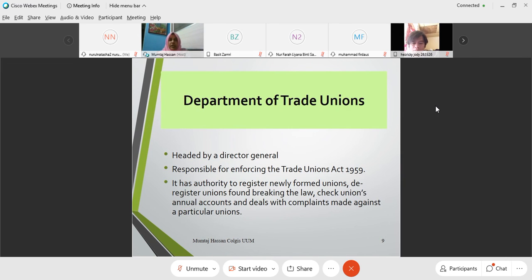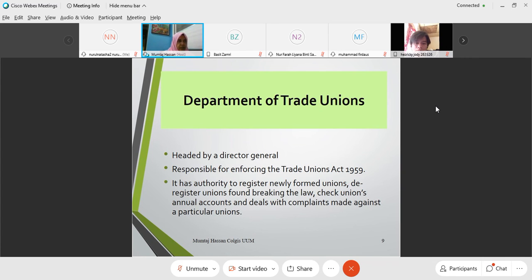Trade union. Okay, so trade union, also there's one director general, ketua pengarah, of the Jabatan Kesatuan Kerja. He will be responsible for enforcing the Trade Union Act. So if there's any matter regarding a newly formed union, or you're going to deregister, or you want to check on the annual account of the trade union, or you have any complaints, you go to the trade union department. So anything to do with the trade union, you must go to the trade union department.